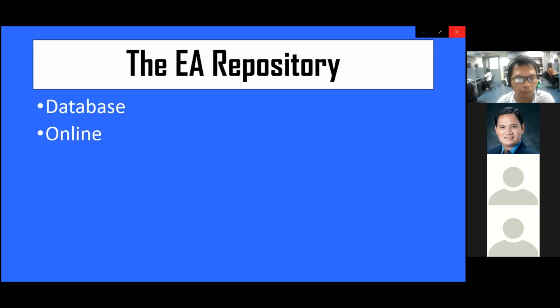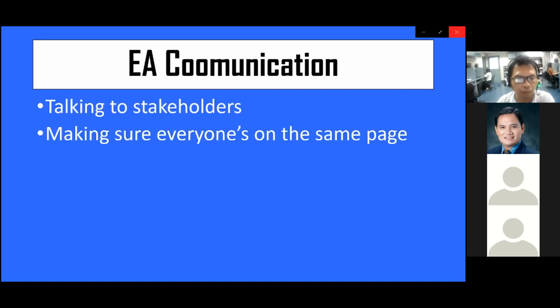So that's EA repository. Also an important factor is the communication. When it comes to EA communication, the most important thing is that every stakeholder must be on the same page. That's actually the point of having enterprise architecture, so that everyone could have a better look of the company and everyone is on the same page when it comes to business operations, to the best practices, to the industry standards.